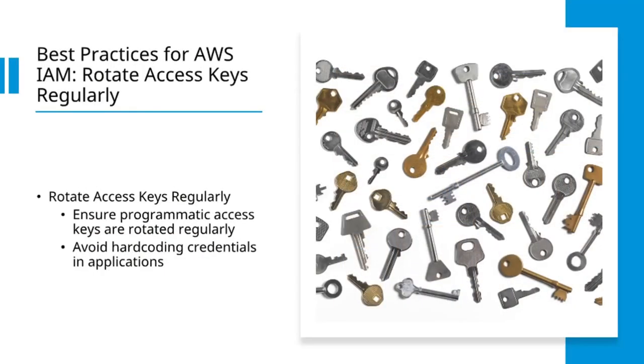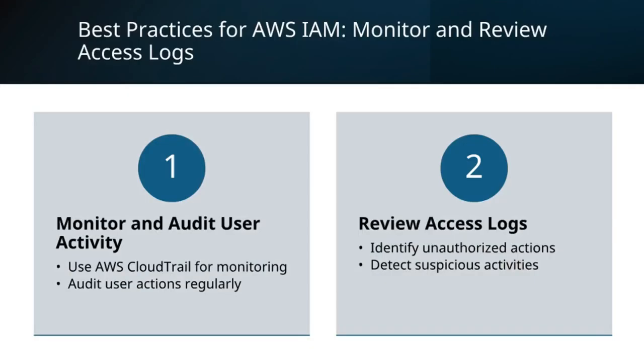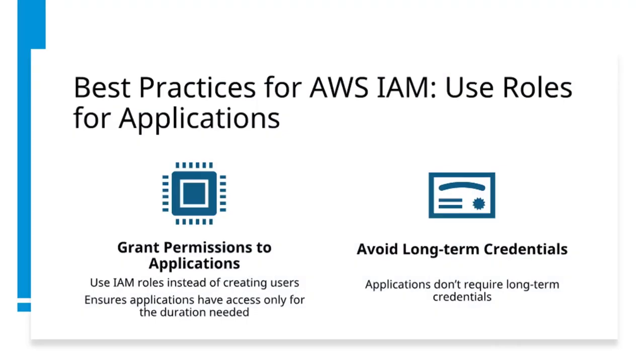Regularly rotate access keys for programmatic access, and avoid hard-coding credentials in applications. Use AWS CloudTrail to monitor and audit user activity. Regularly review access logs to identify any unauthorized or suspicious actions. When granting permissions to applications on AWS, use IAM roles instead of creating users. This ensures applications have access only for the duration needed and don't require long-term credentials.